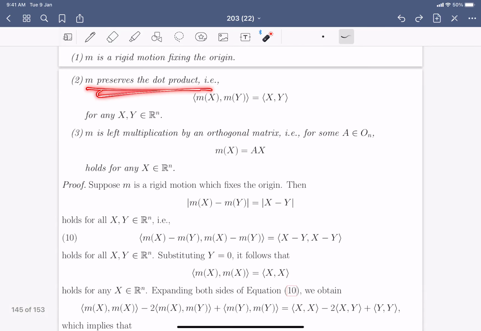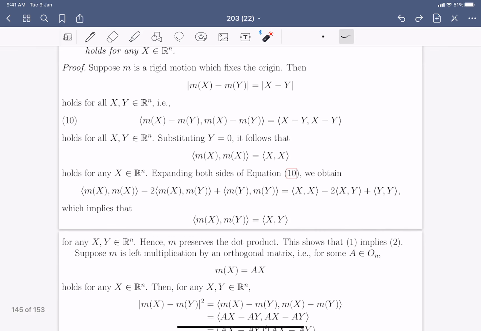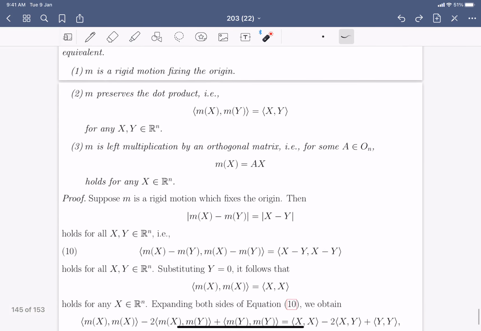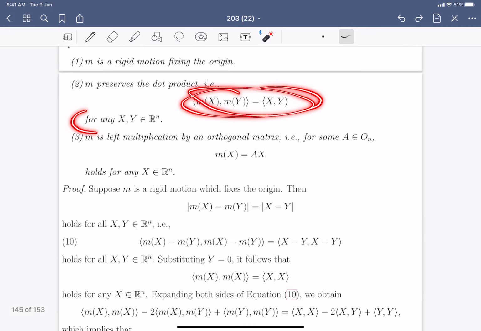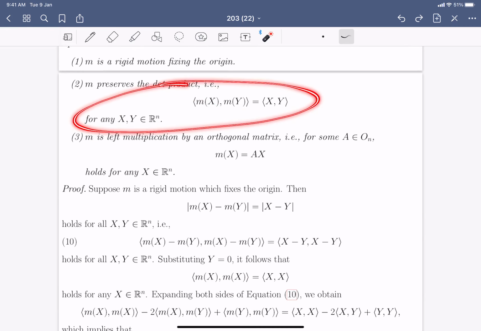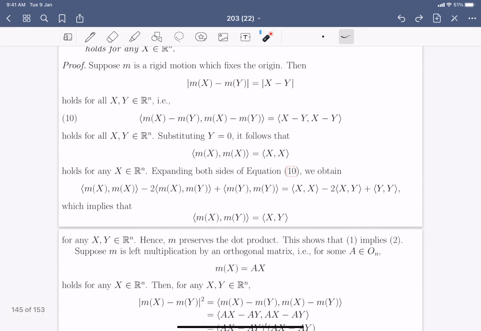So you have established at least a part of this statement. Note that you have to show the dot product between mx and my is the same as the dot product between x and y for any x, y. Rather, we have shown that the dot product between mx and mx is the same as the dot product between x and x. But from this statement itself, one can establish this fact by an elementary observation. Okay, so let's see.